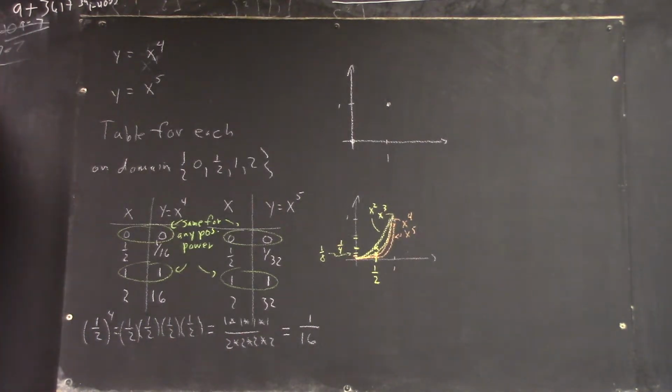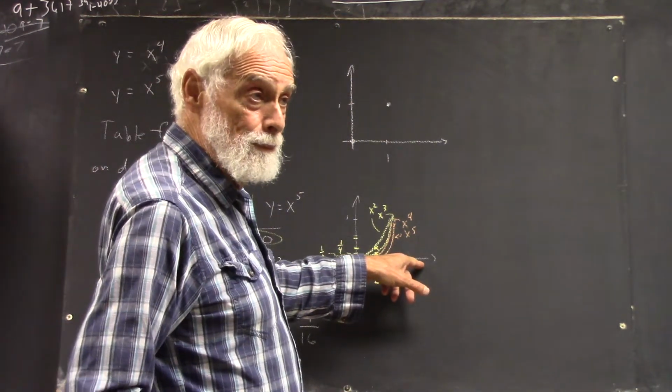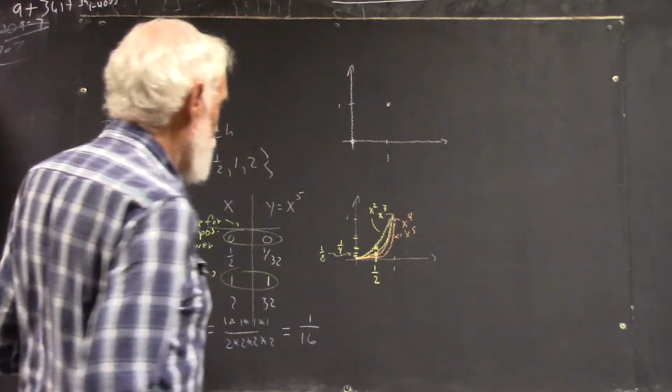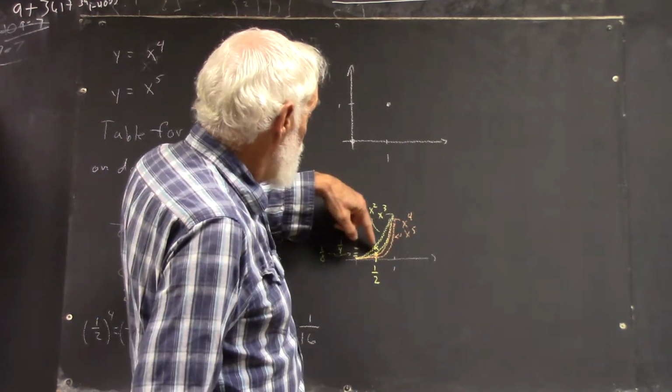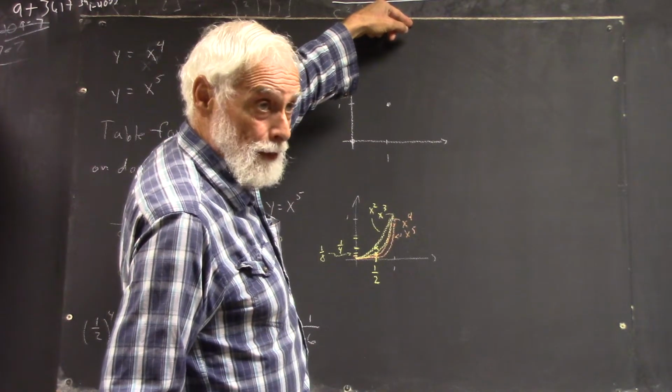Okay? And then, of course, you know, what happens to your numbers when you get up to x equals 2? Well, they start with like 16 here, which is going to be here. So this x to the fourth graph is going to have to go through a point up here. Right?